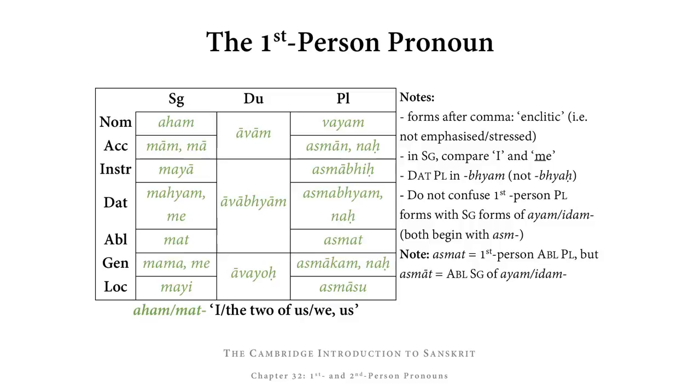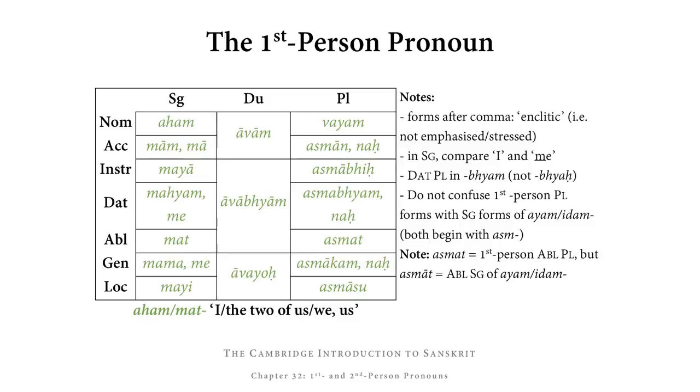For example, an is the ending for the accusative, bhih for the instrumental, and then su, asmasu, as the ending for the locative. But again, in addition to these familiar features, we have a variety of elements that are new, and so again it probably is best to rote memorize this paradigm. Vayam, asman, asmabhih, asmabhyam, asmat, asmakam, asmasu.